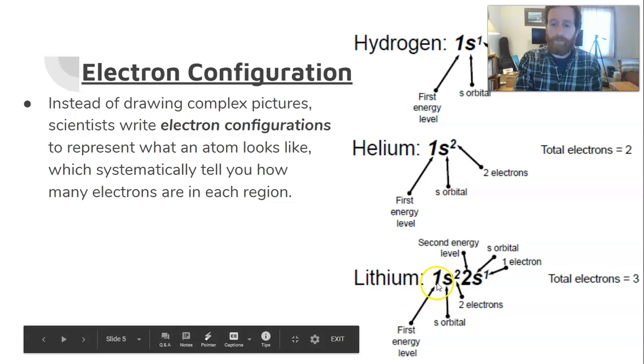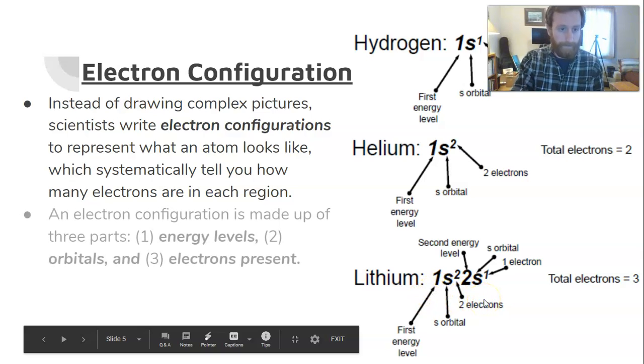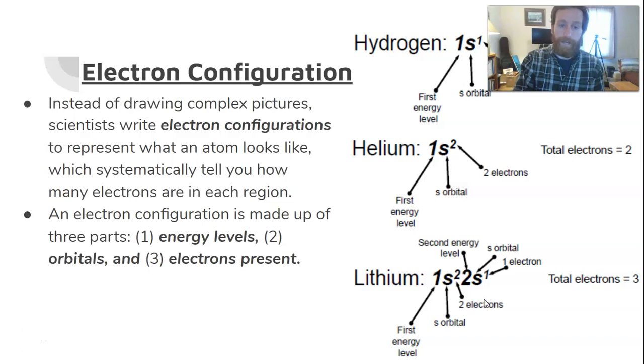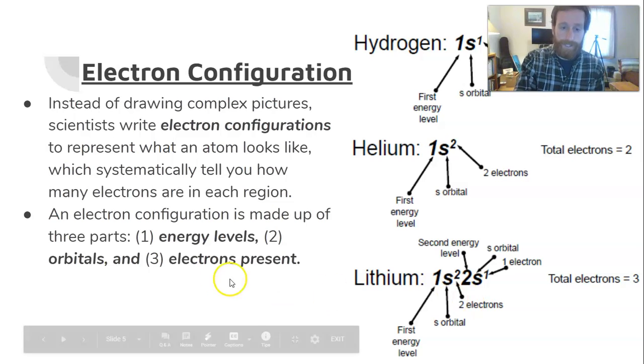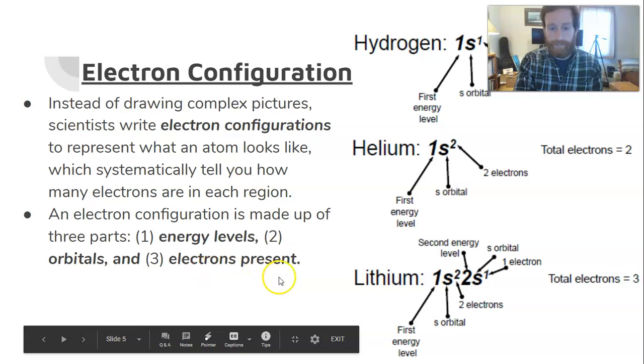It reads like this: 1s2, 2s1. And each element of the electron configuration has meaning. So an electron configuration is made up of three parts. There's energy levels, orbitals, and electrons present. The large numbers are the energy levels. So this one here represents the first energy level. The orbitals are represented with letters. That's what this S is representing, the S orbital. And then the electrons present are represented with exponents. So here the 2 says 2 electrons.